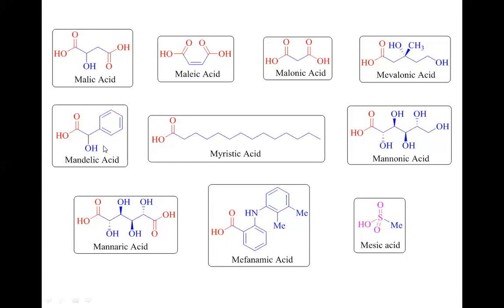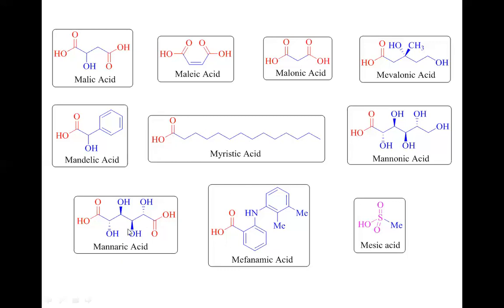For the mandelic acid, we have a benzene ring and a one carboxylic group attached to the benzylic carbon of this compound. And this mandelic acid is present in almond, and we may synthesize it in the lab by just treating potassium cyanide to the benzaldehyde and then hydrolyzing the intermediate. Myristic acid is a fatty acid. You could see we have a long chain of alkyl attached to this carboxylic group.